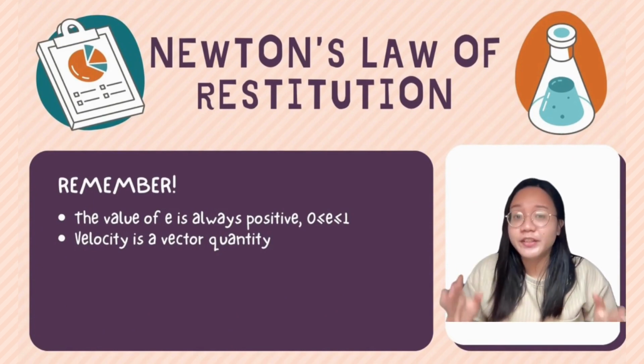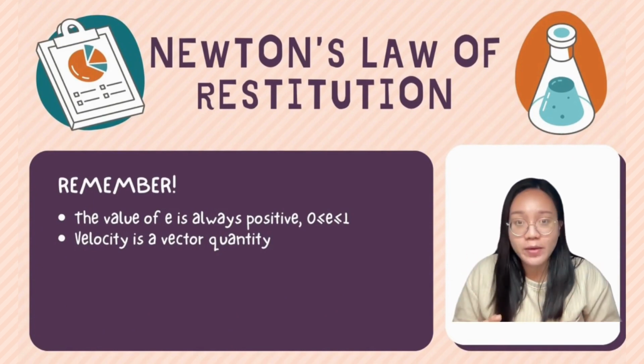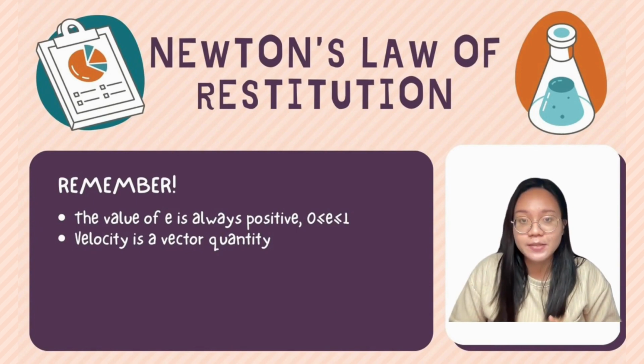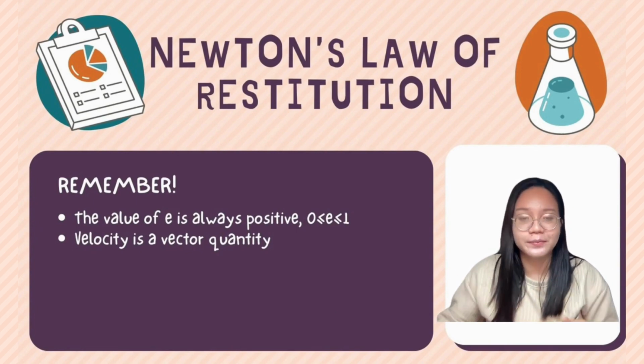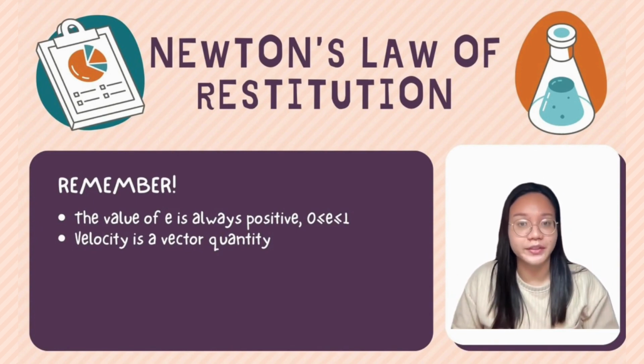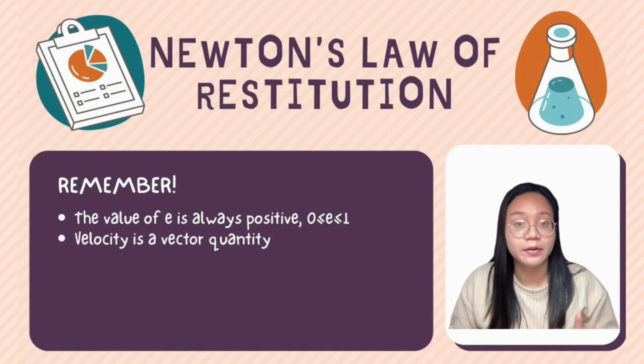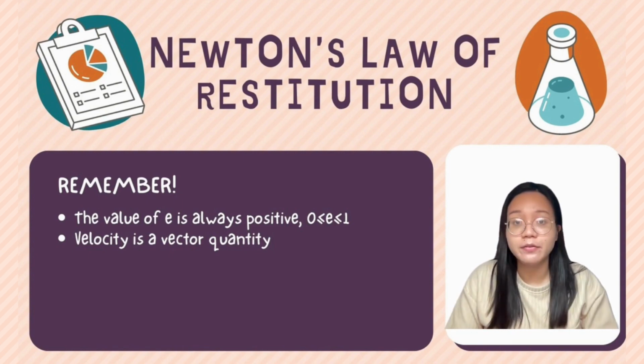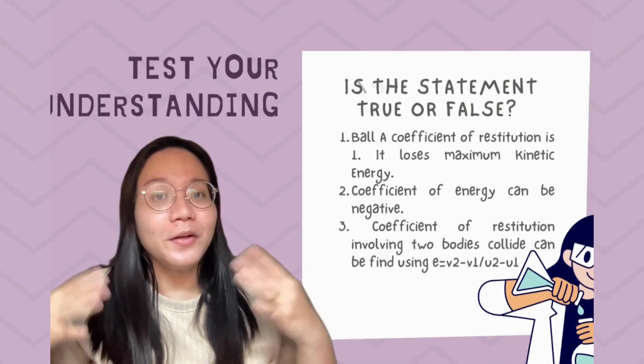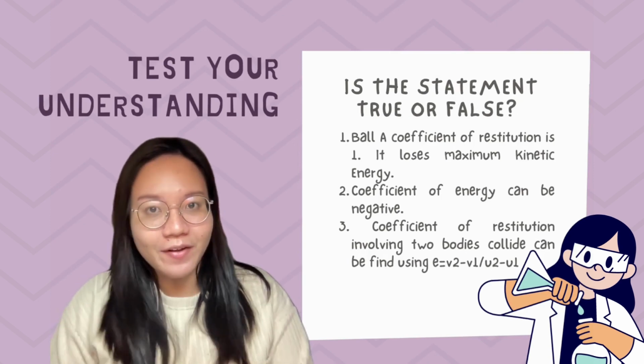Remember, the coefficient of restitution is always positive and it lies between 0 to 1. And when you calculate the coefficient of restitution, remember that velocity is a vector quantity. So you have to take the direction into consideration. Do you understand everything so far?